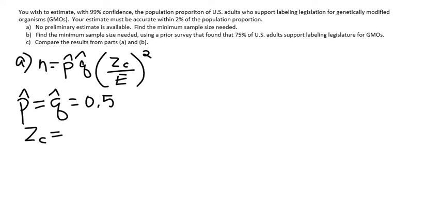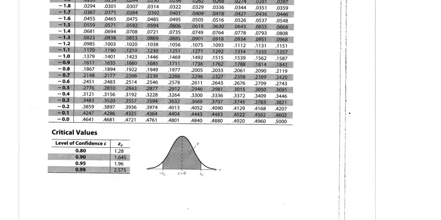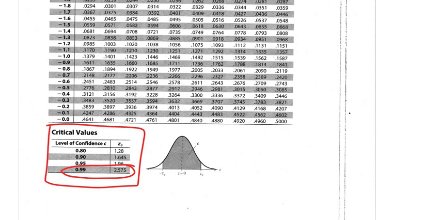We're looking at a 99% confidence, so we're going to go to our table and look at the table for the confidence. Here is table 4, and again I'm looking at this table, and I'm looking at a 99% confidence interval. 2.575 is going to be our critical value.